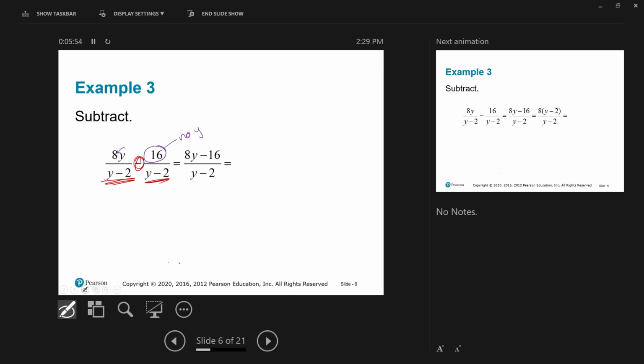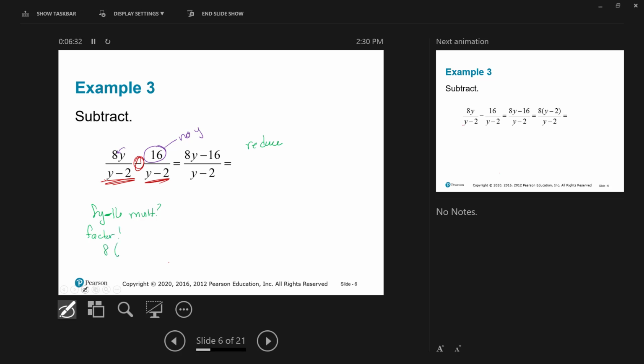I cannot subtract those, so technically I would be done with subtraction. But the last step is to see if we can reduce. And in order to reduce, you need to make sure that this 8y minus 16 is a multiplication problem. Is it a multiplication problem? No, it's not. This 8 times y might be multiplication, but there's a minus sign keeping that 8y with the 16, which means in order to turn it to multiplication, you're going to have to factor.